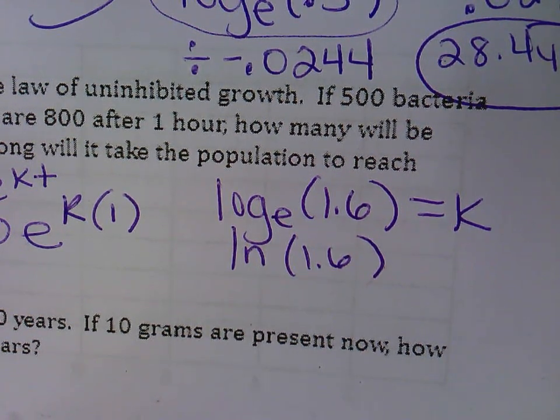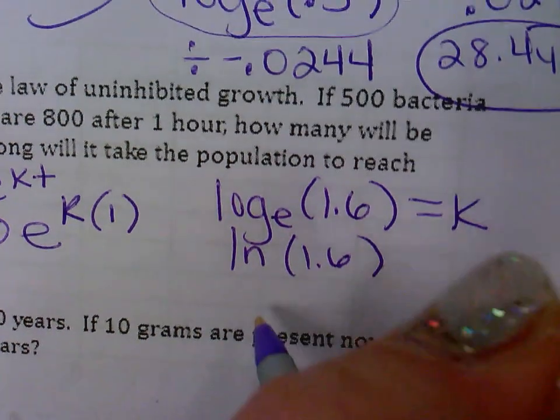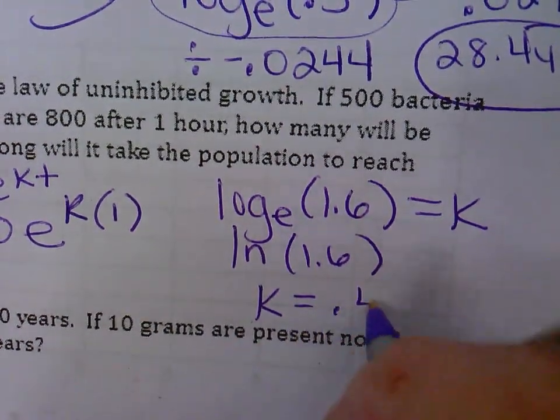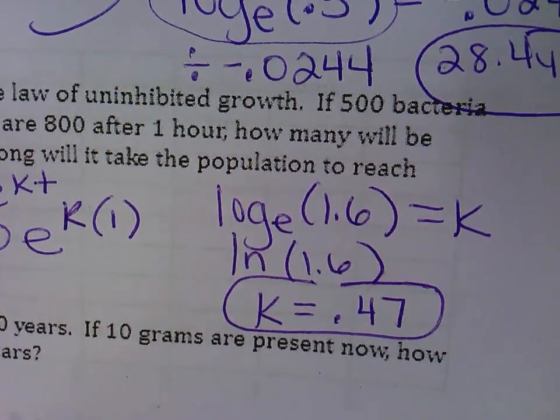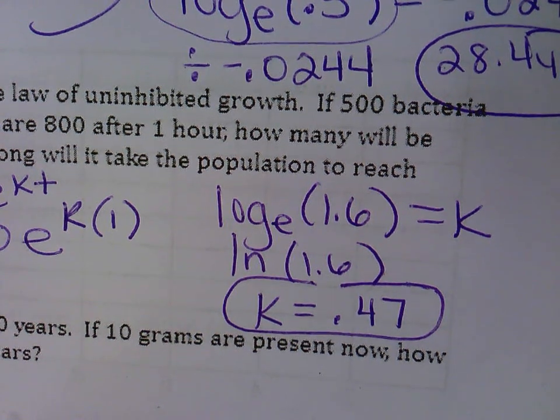I haven't actually solved the problem yet, right? k is 0.47. How do I know k is positive? Why does it make sense that k is positive? Because the bacteria are going up. Your k value will be negative if you're decaying or decreasing in population, but my population is going up. Now that I have k, I'm going to use it to solve the rest of this problem.